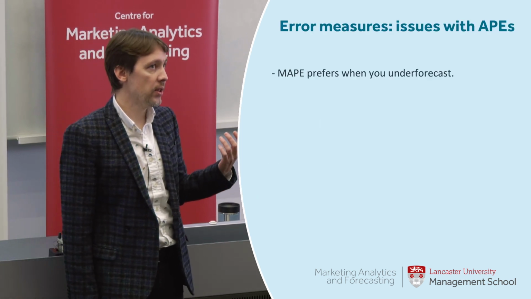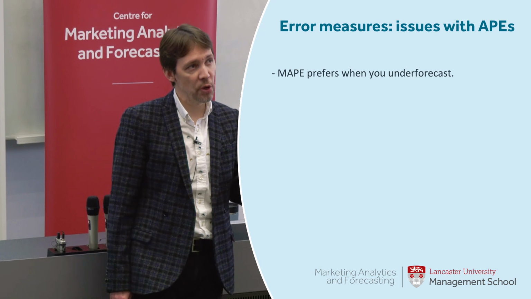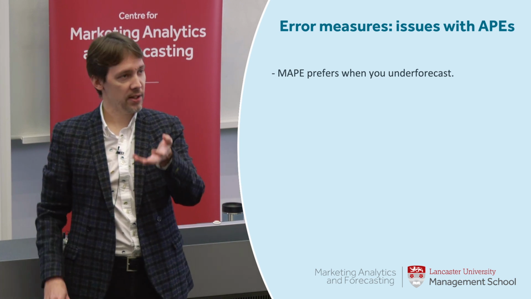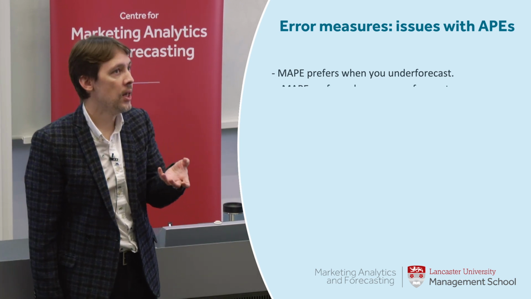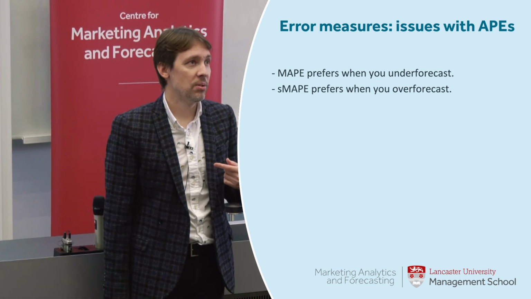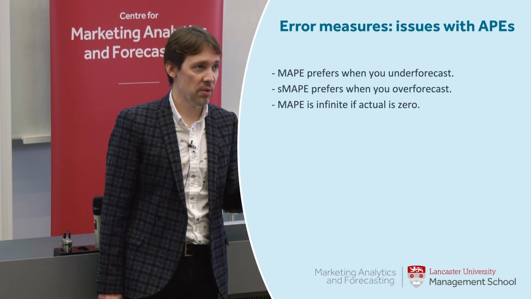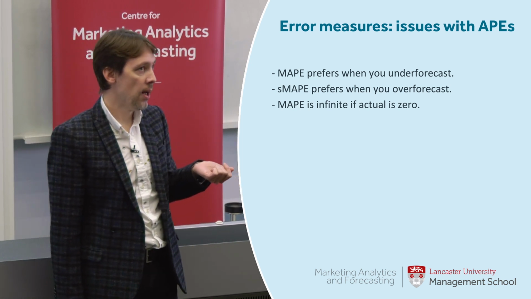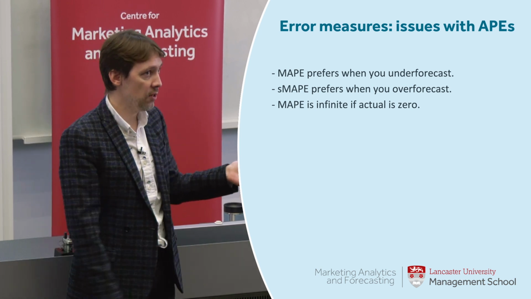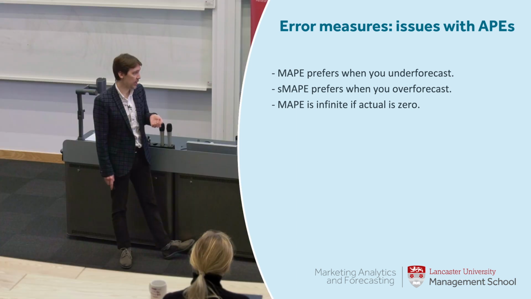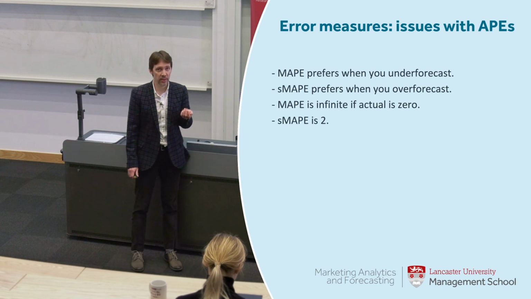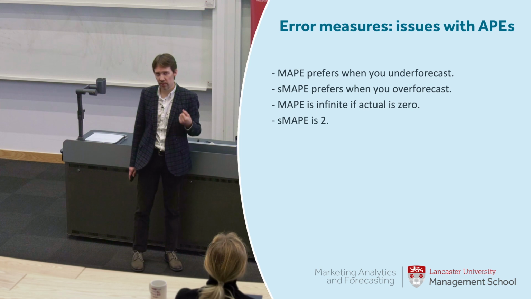And a couple more things. MAPE, mean absolute percentage error, prefers when you slightly under-forecast. So if you have over-forecast and under-forecast, the under-forecast would be better in terms of MAPE, while symmetric MAPE prefers when you over-forecast. So it's the other way around. So they are not very good in terms of assessing the performance of models. Furthermore, if you have 0 in your actual values, then MAPE becomes infinite because dividing by 0 gives you infinity, while symmetric MAPE becomes 2. And 2 is a good number, but it does not tell you what's happening in the real world.